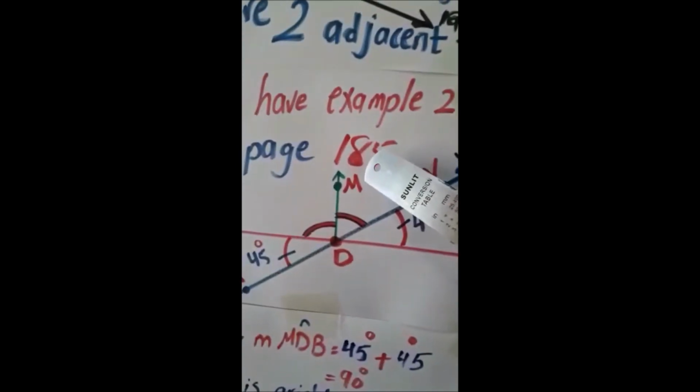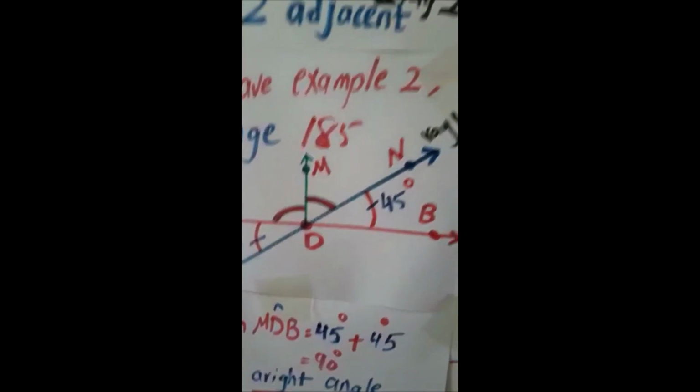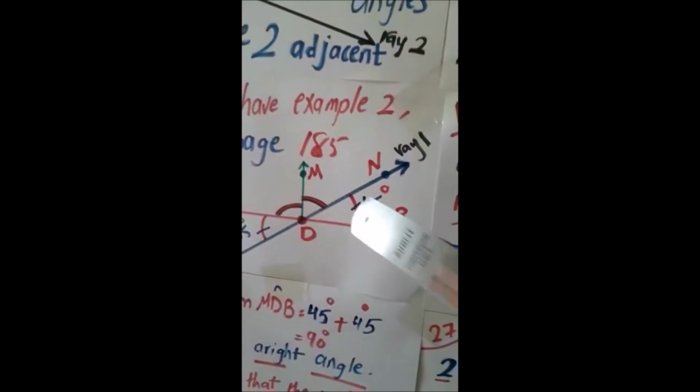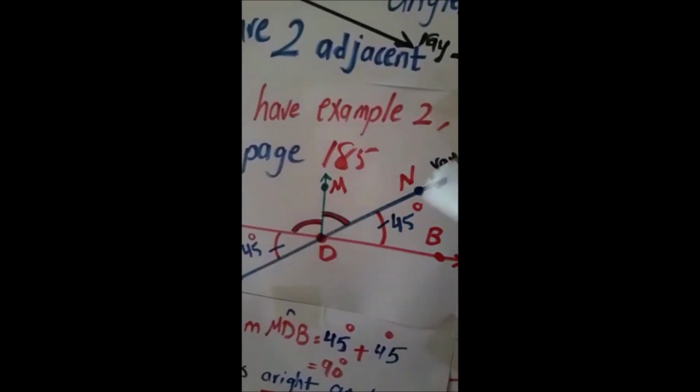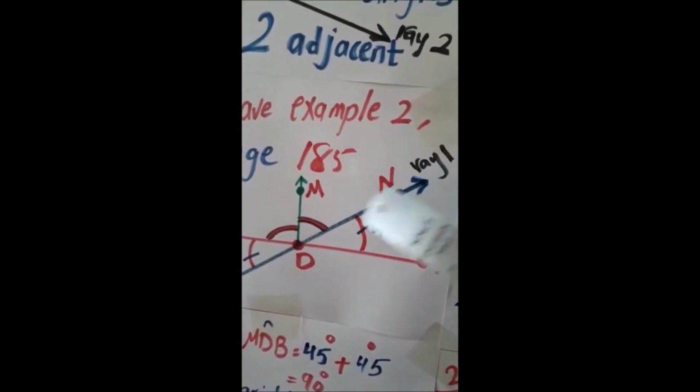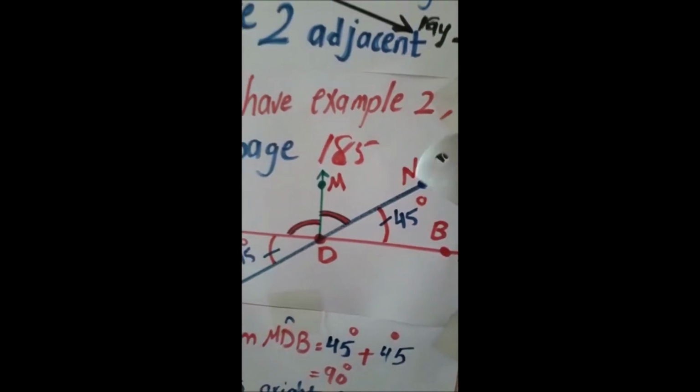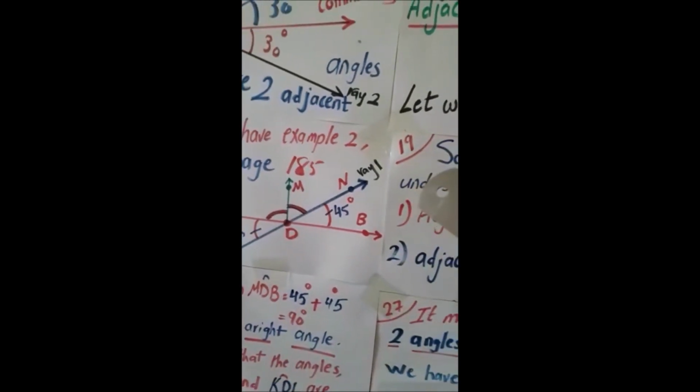To find the measure of angle MDB, we can say that the measure of angle MDB equals the measure of angle MDN plus the measure of angle NDB. That means 45 plus 45, so it will give us 90. Excellent. Here we will read what he's giving.